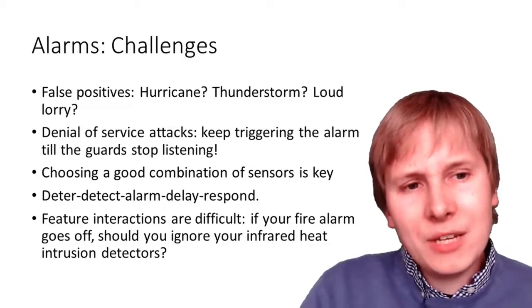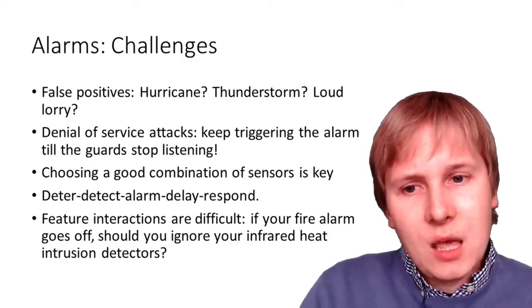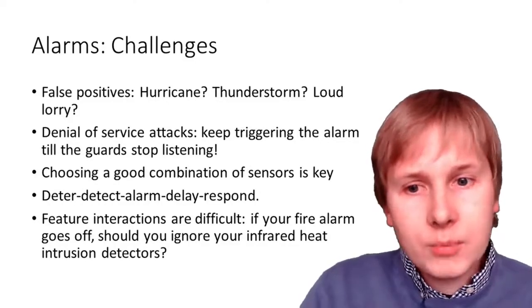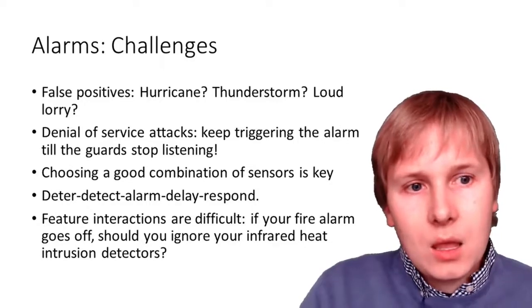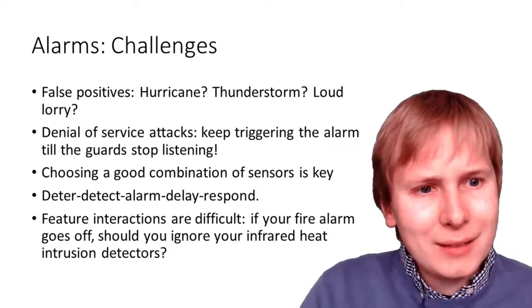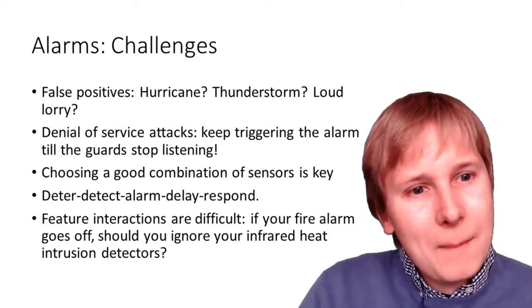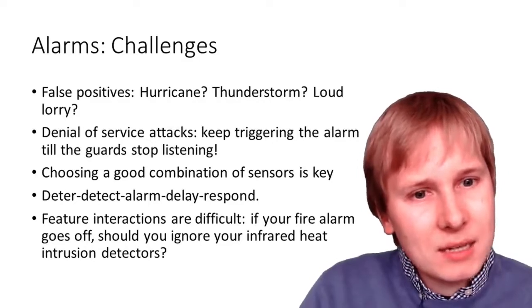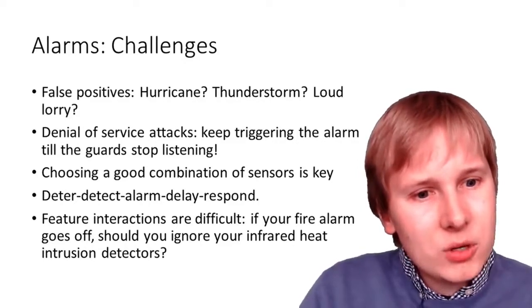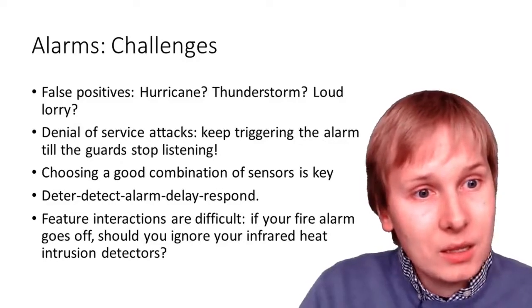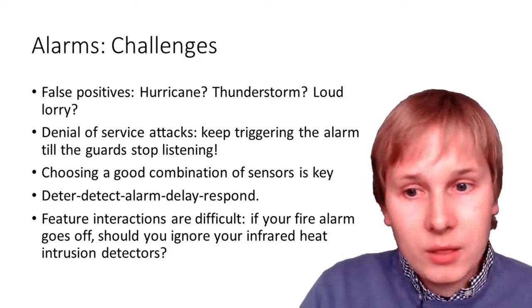But there are real issues around feature interaction. Things like power cuts or other alarms going off. Often if you've got a fire alarm going off, then there's probably going to be a lot of heat in the building. So that makes ignoring infrared sensors sensible. But it also means that you can no longer rely on your infrared sensors if there's a fire in the building. Attackers can exploit that.